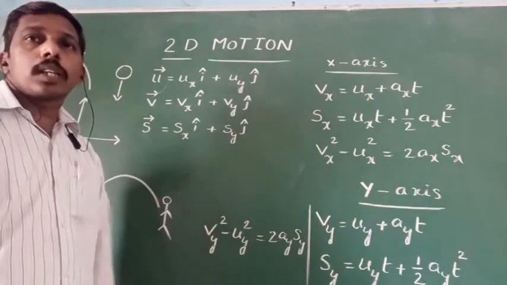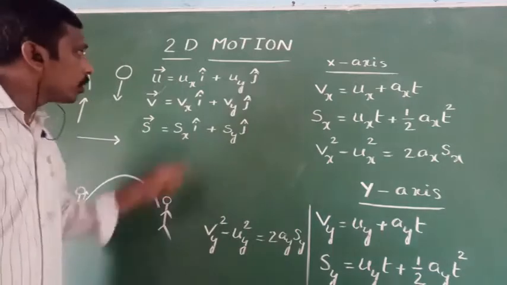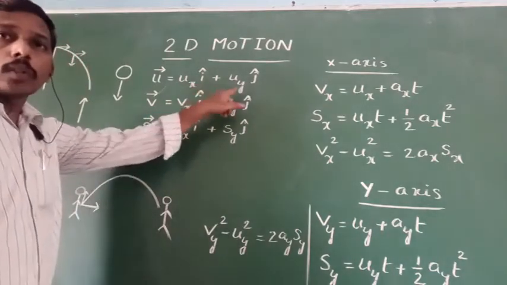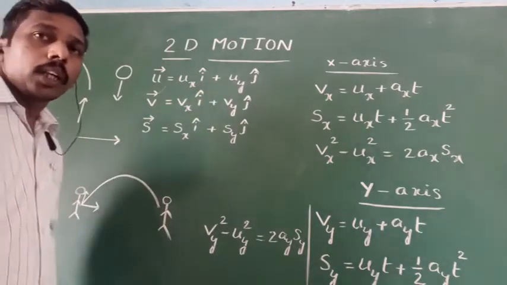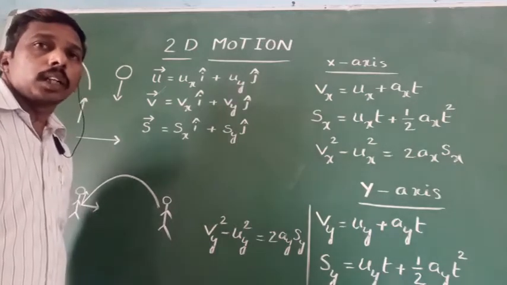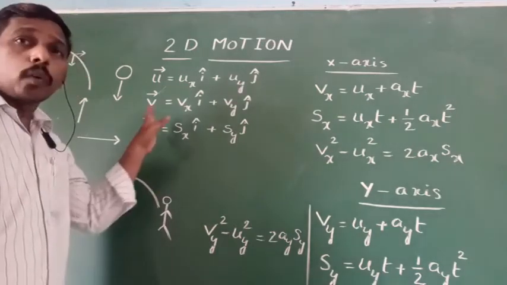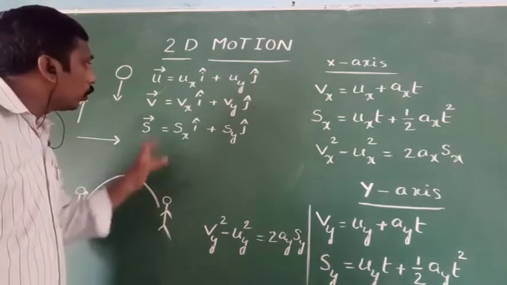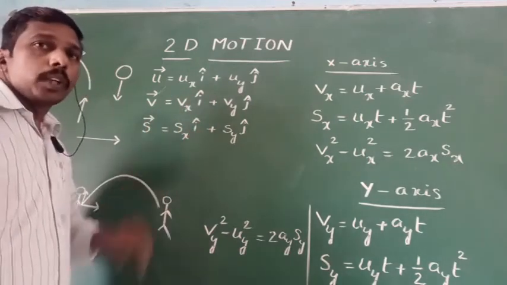But now we are discussing two-dimensional motion. That's why I chose two velocities only. One is along the vertical direction, one is along the horizontal direction. So already you know how to find the magnitude. So the magnitude also you can find by using this.